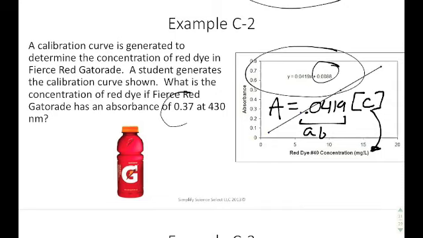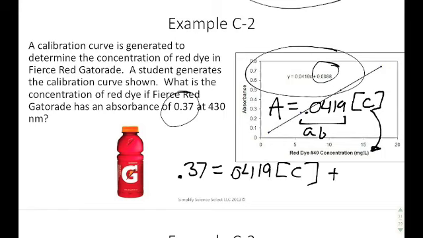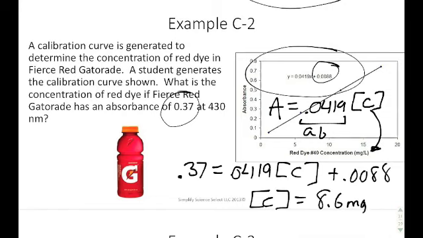So it says I have an absorbance of 0.37. So that means I have an A value of 0.37, and that's going to equal 0.0419 times the concentration plus 0.0088. Now, whenever you plug your values in and solve, you would subtract both sides by 0.0088, and then divide both sides by 0.0419, and the concentration that you actually get is approximately 8.6 milligrams per milliliter.